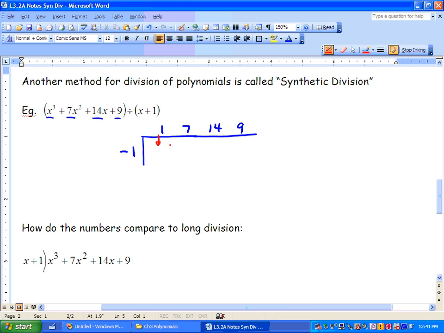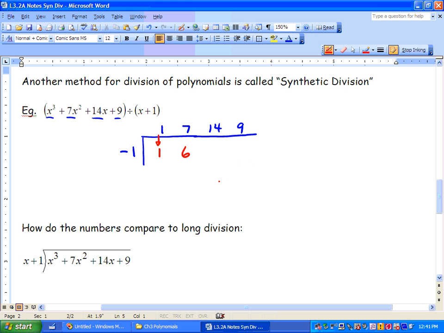The first step in synthetic division is this first constant drops straight down, so the 1 drops straight down to become a 1 there. We still need to find these three values here, and what we're going to do is involve this number off to the side. So we're going to take this number off to the side and multiply it times the 1. So we're going to go negative 1 times 1, which is negative 1, and then we're going to add the value above it. So it's going to be negative 1 plus 7, which is positive 6.